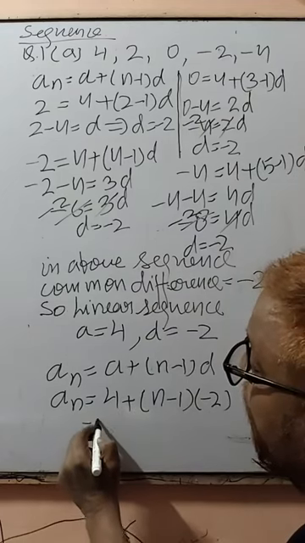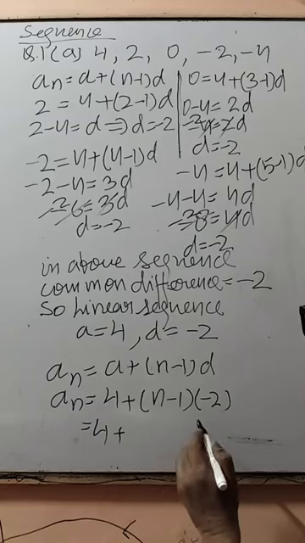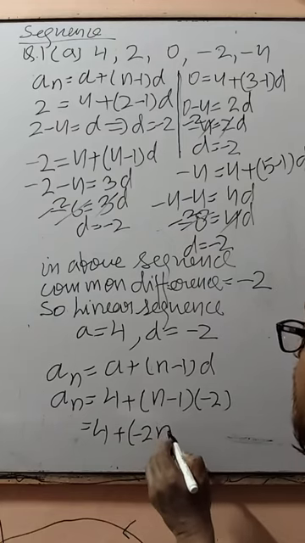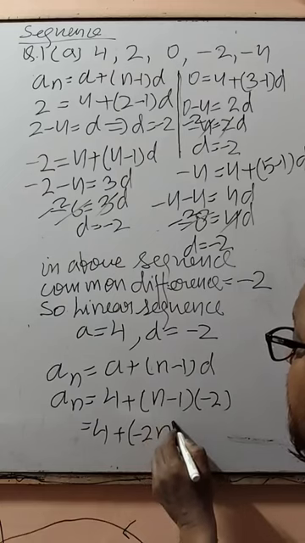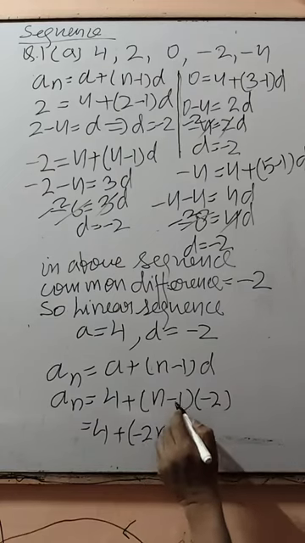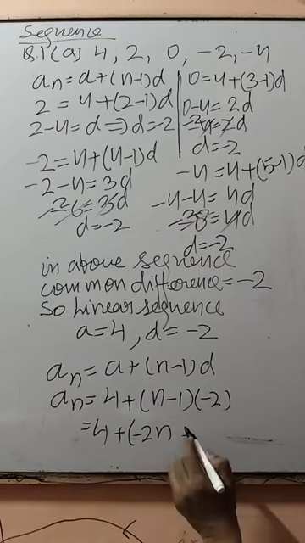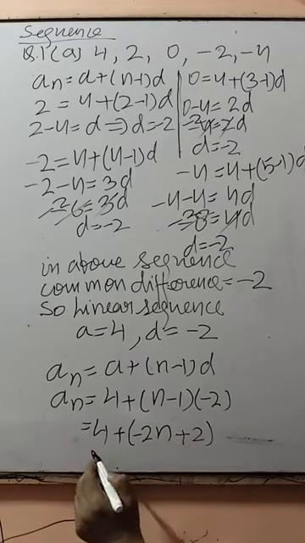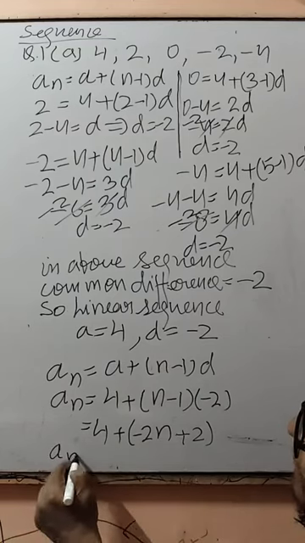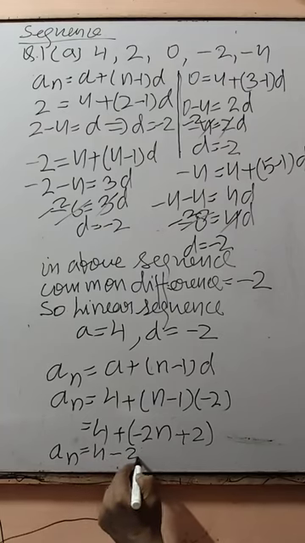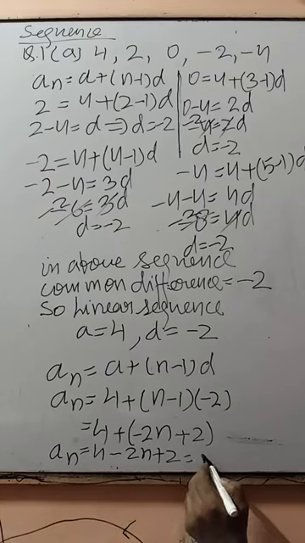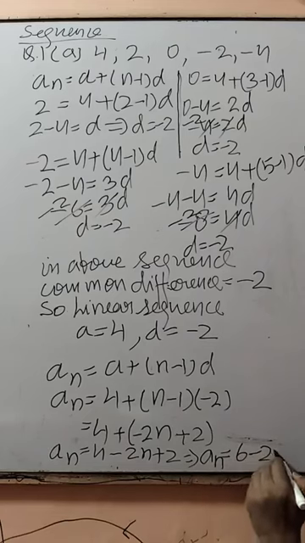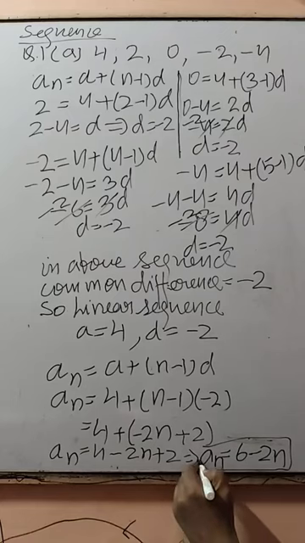So we can write 4 minus 2n plus 2. So we get an is equal to 4 minus 2n plus 2, or we can write an is equal to 6 minus 2n. This is the nth term.